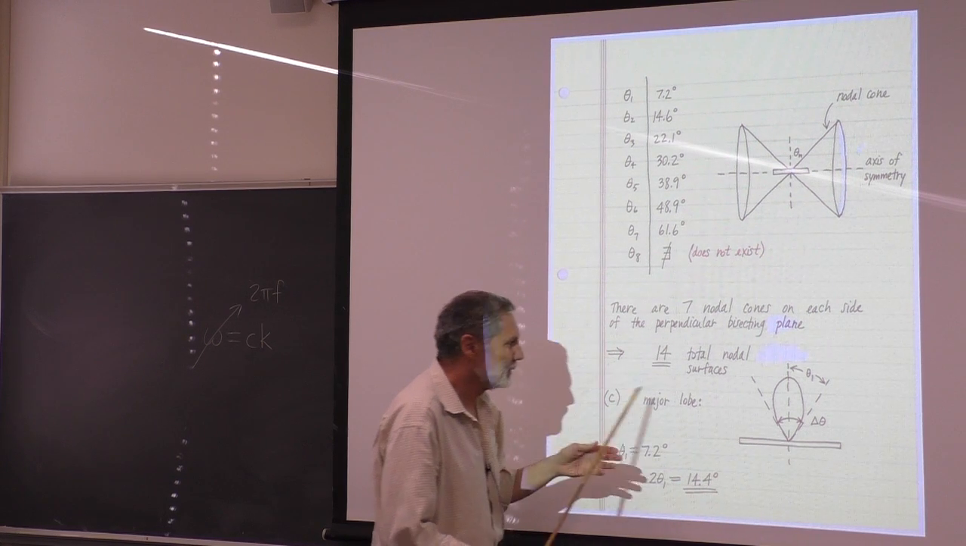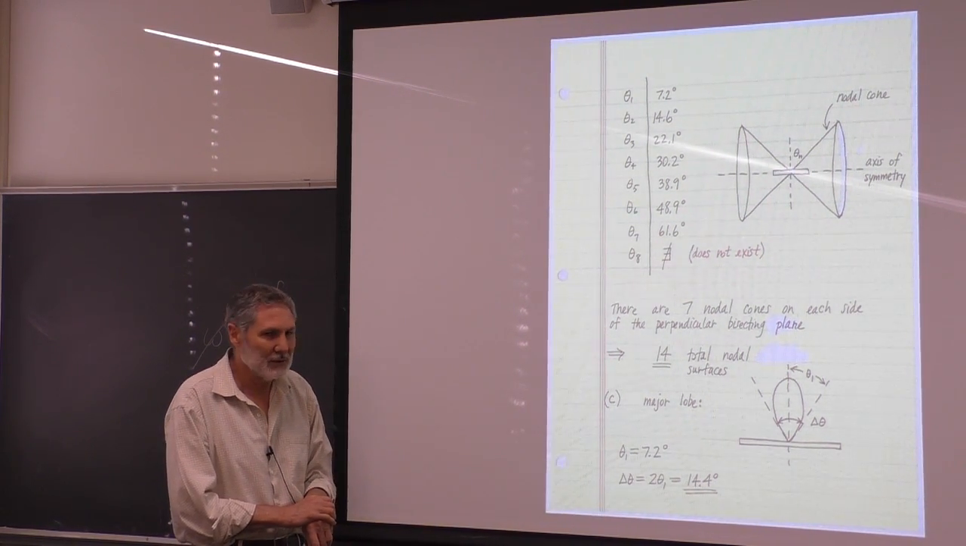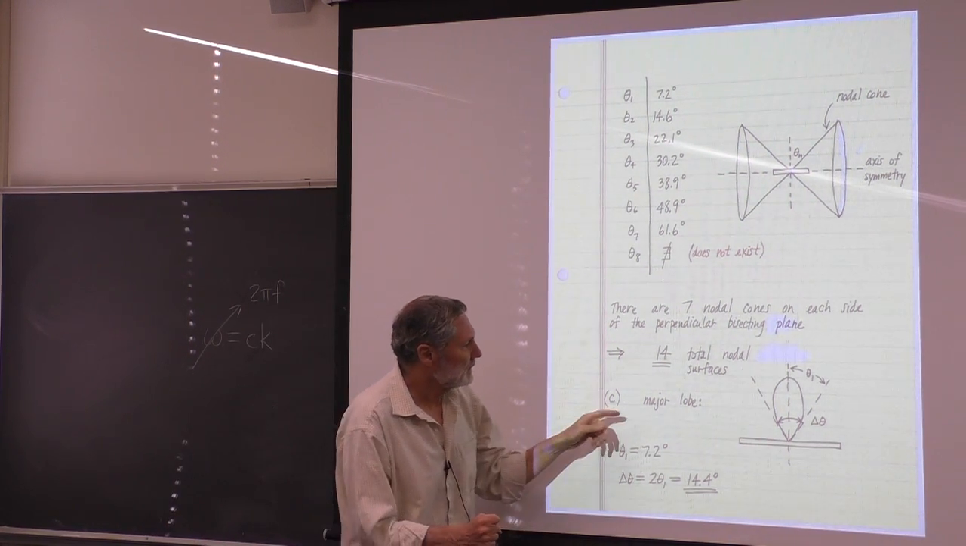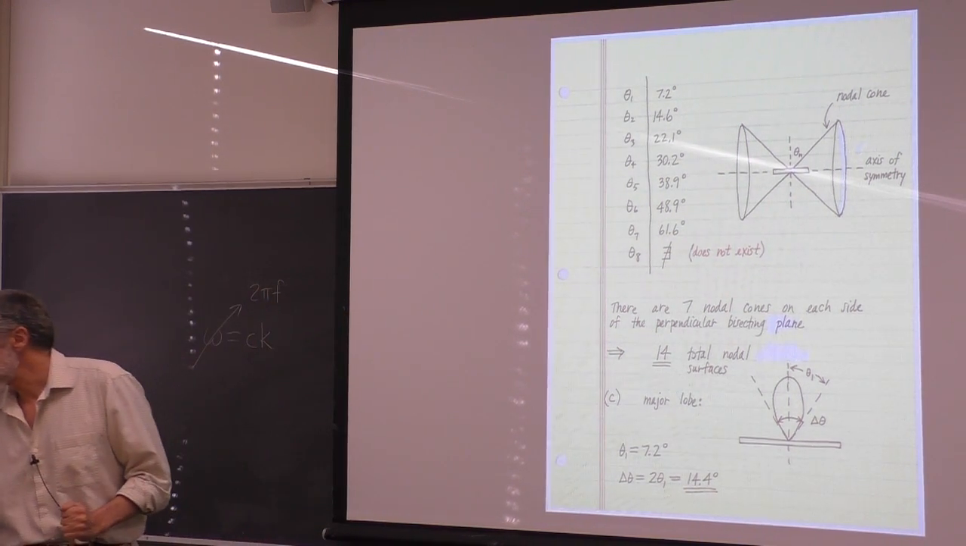Okay. So anyway, if you don't understand what I'm saying, it's nice to think about things physically, right? You don't want to always rely on the math. Okay, so maybe that's the idea behind this first part here. There's just a single major lobe.